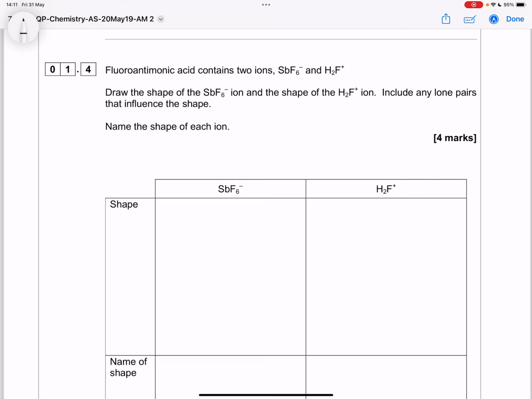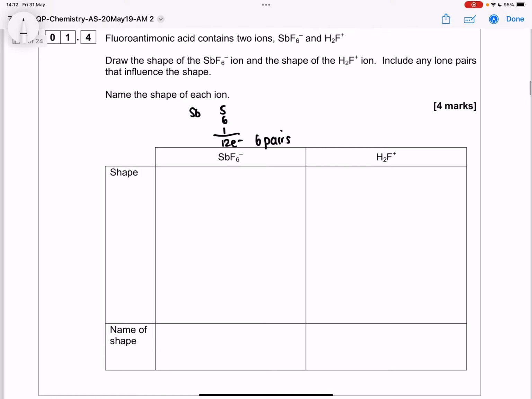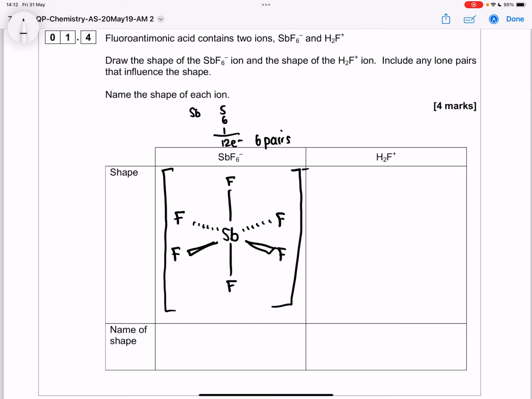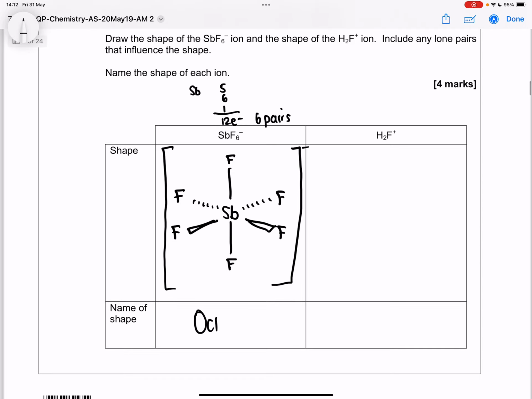SbF6- first. So if we look up Sb in the periodic table, it's in group 5, and we've got 6 fluorines attached and a -1 charge, that's 1 extra electron. If we add that up, that's 12 electrons or 6 pairs. And so we've got 6 pairs and 6 things attached. So we would have 6 bond pairs. There would be no electrons left for lone pairs. And when we have 6 bond pairs and no lone pairs, we get this octahedral shape with a bond angle of 90 degrees.